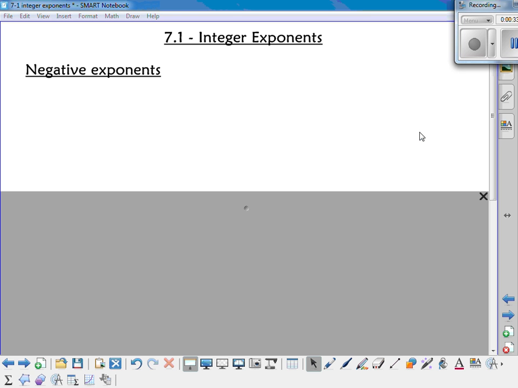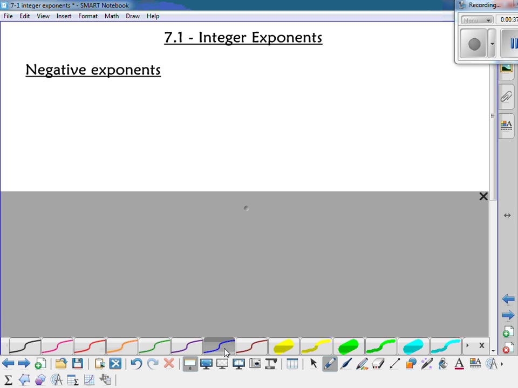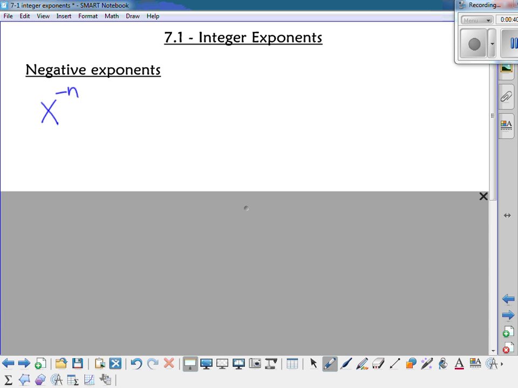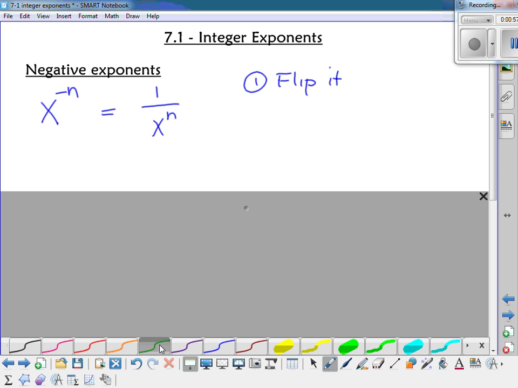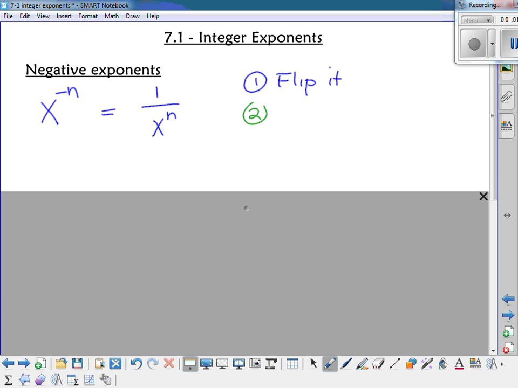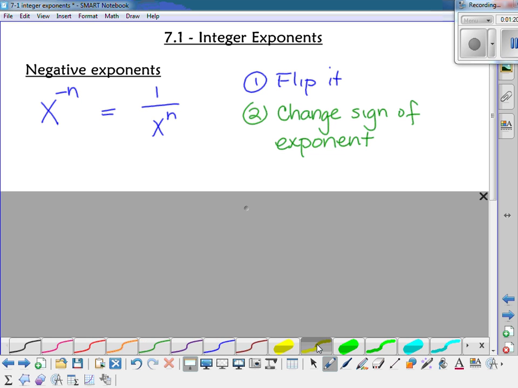So when I'm talking about integer exponents, what I'm specifically thinking of are negative exponents. So for instance, if I have x to the negative n power, it just equals 1 over x to the n power. So all you have to do to deal with negative exponents is first flip it, take the reciprocal, right? And then you want to make sure you remember to change the sign of the exponent. Okay, we're only changing the sign of the exponent. We're not going to change the sign of the base.